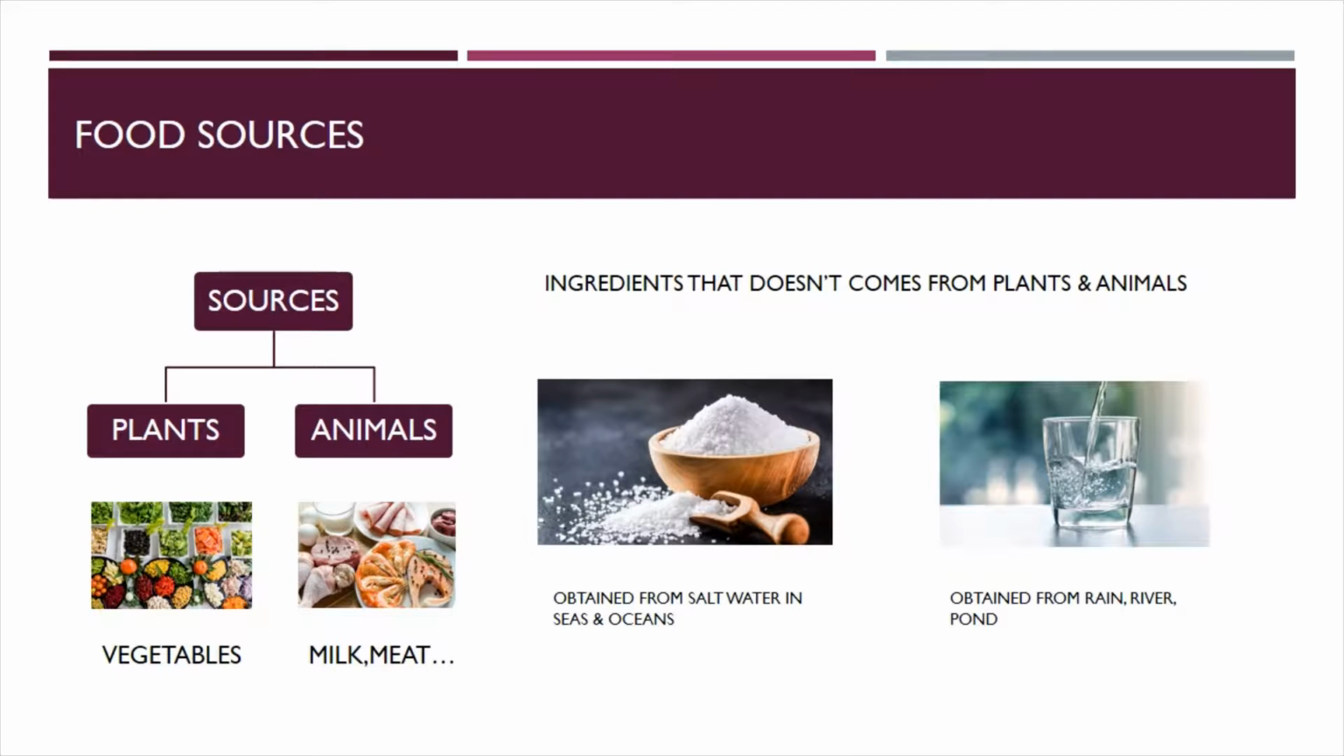Are there any ingredients that come from neither of these sources? Yes. Salt and water. Salt is obtained from salt water. The sources of salt water are seas and oceans. The source of water is rain, river and pond.